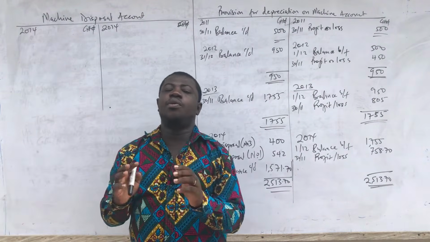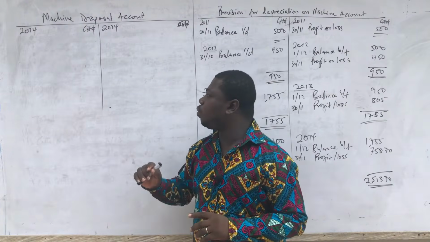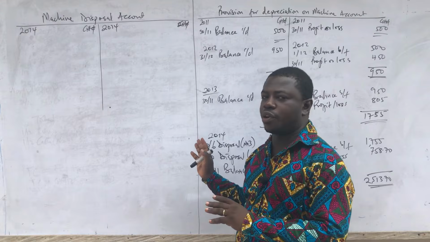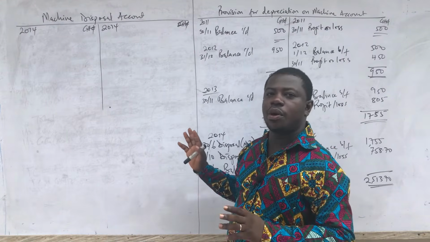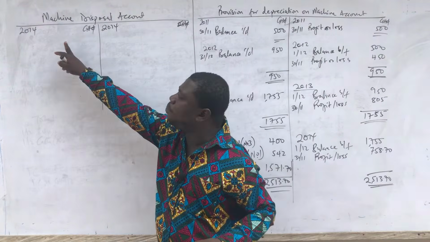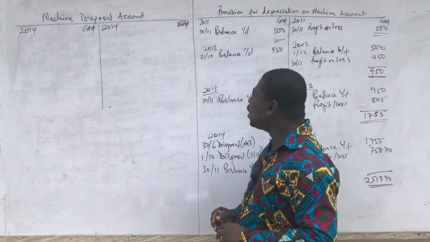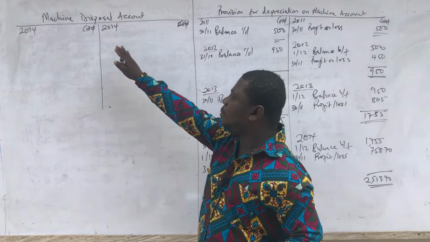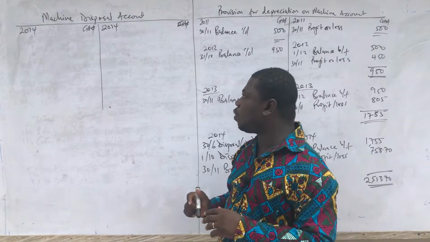Now remember that when we were preparing the asset account, when it was disposal, we recorded on the credit side. Every credit entry should have a corresponding debit entry. So those that we transferred out the cost will now appear on the debit here. And then the depreciation that we debited will also come and appear on the credit. So that is what we are going to do.